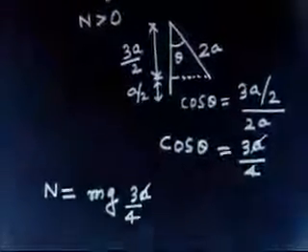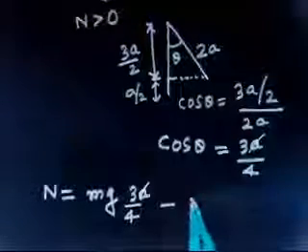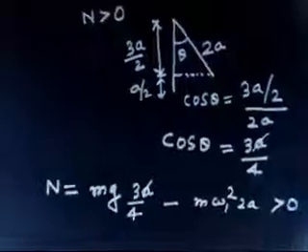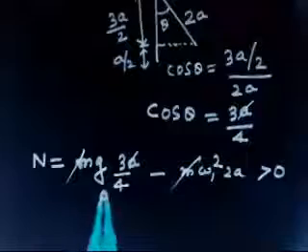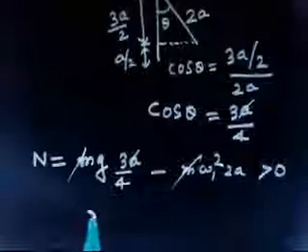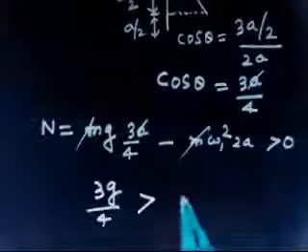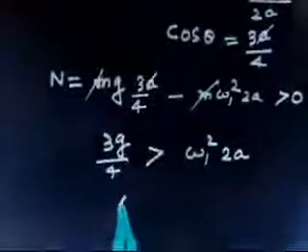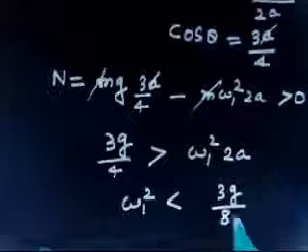So cos theta is 3 by 4. mg cos theta minus m omega square 2a, so let us say m omega 1 square into 2a, this should be greater than 0. So from here, what is the condition I am getting? m goes out, so I will have 3g by 4 should be greater than omega 1 square into 2a. So from here I will have omega 1 square should be less than 3g by 8a.